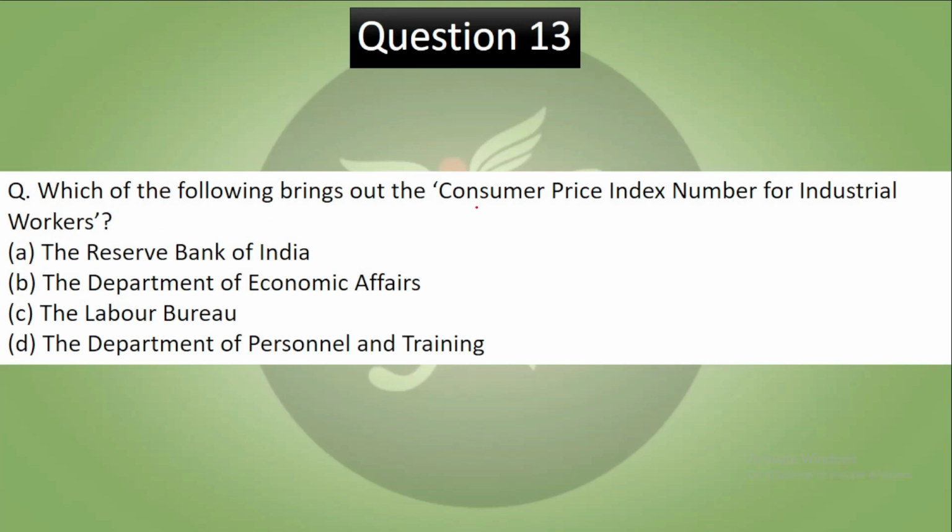Which of the following brings out the Consumer Price Index number for industrial workers? The RBI, the Department of Economic Affairs, the Labour Bureau, or the Department of Personnel and Training. Pause the video, try to answer. Now let's see the answer. So the correct answer to this is C. It is the Labour Bureau.